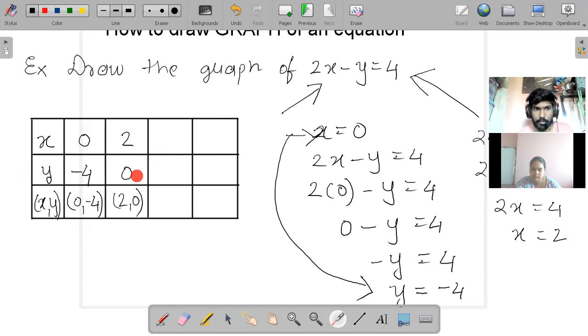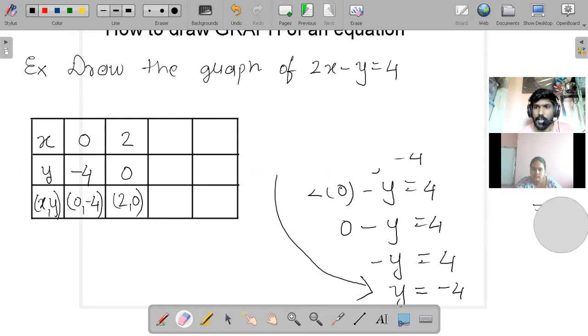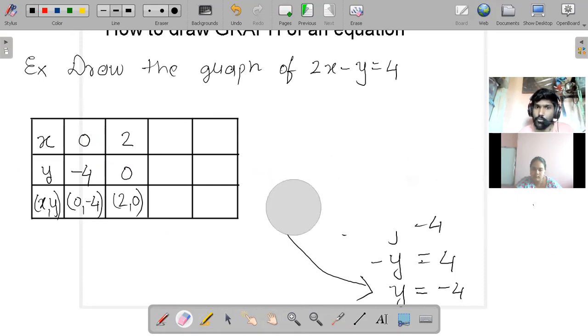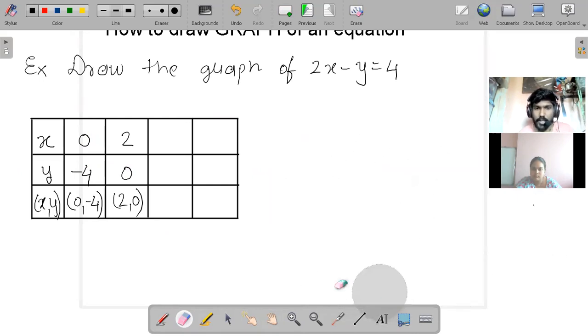The first 2 points are found by first putting x as 0 and then y as 0. Other points you can find by substituting a number of your choice, but make sure that number makes the calculation a little easier.